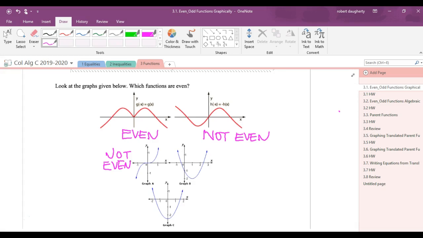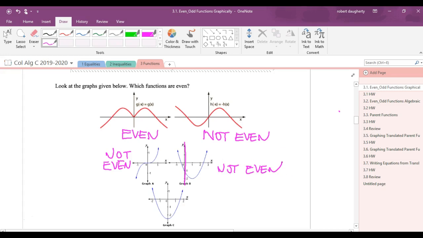This one even or not? No. Now, if this point were moved where? If this were moved back to the y-axis, then yes. But when I look at the y-axis, what I see to the left of this axis, what I see on the left and the right do not match each other exactly. So this one is not even.